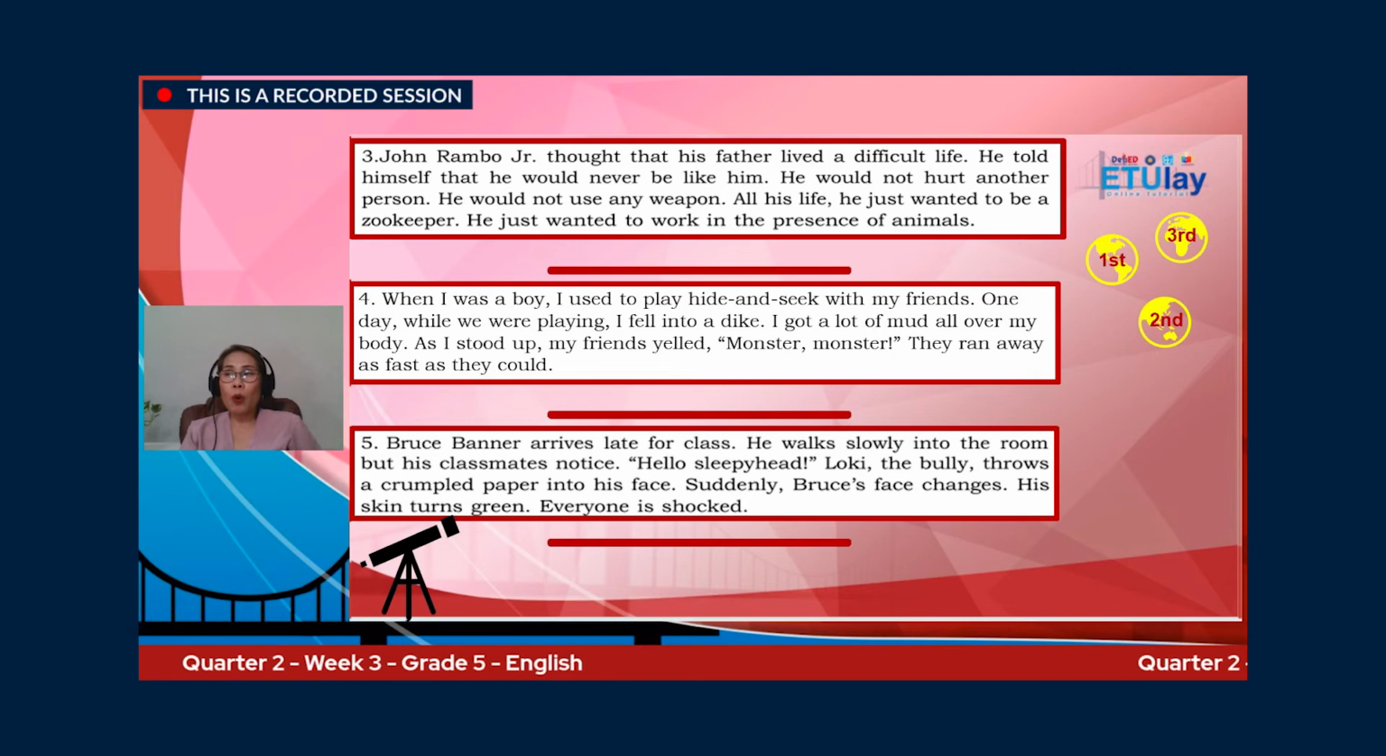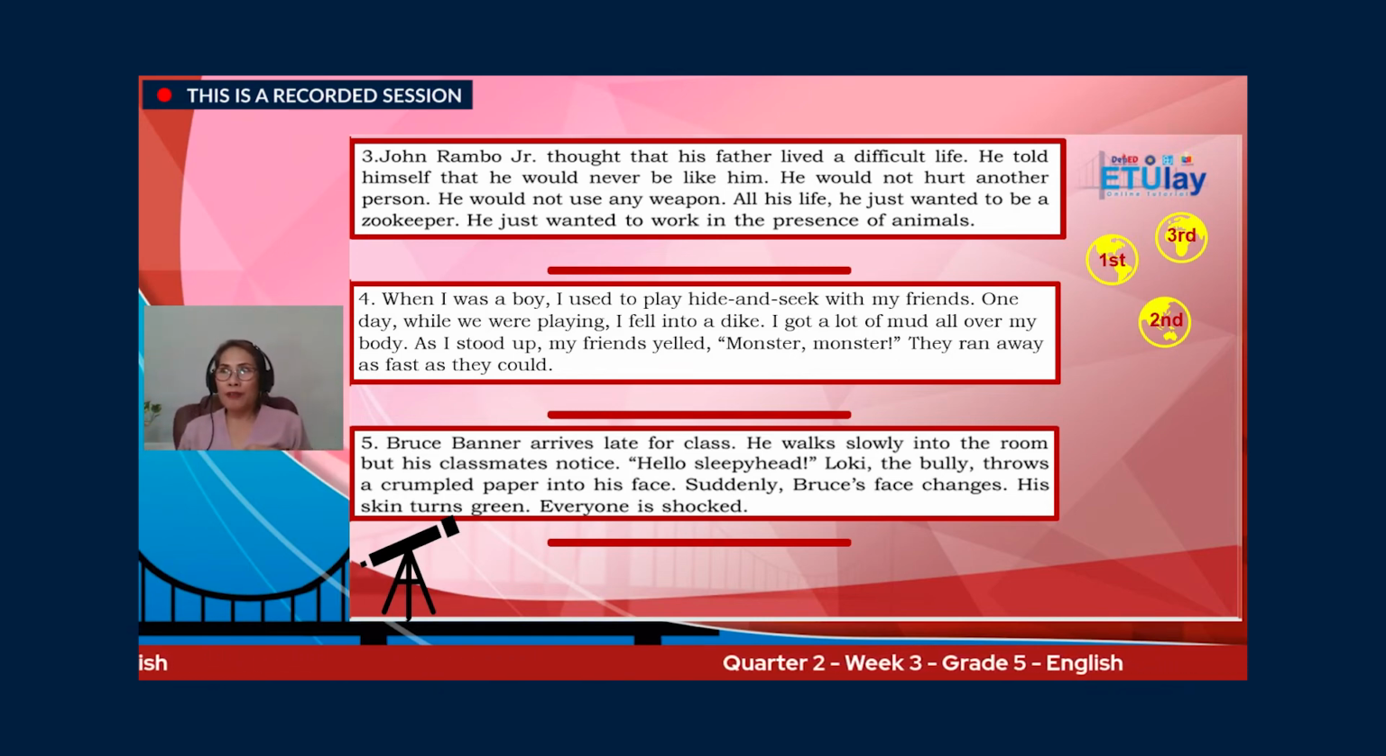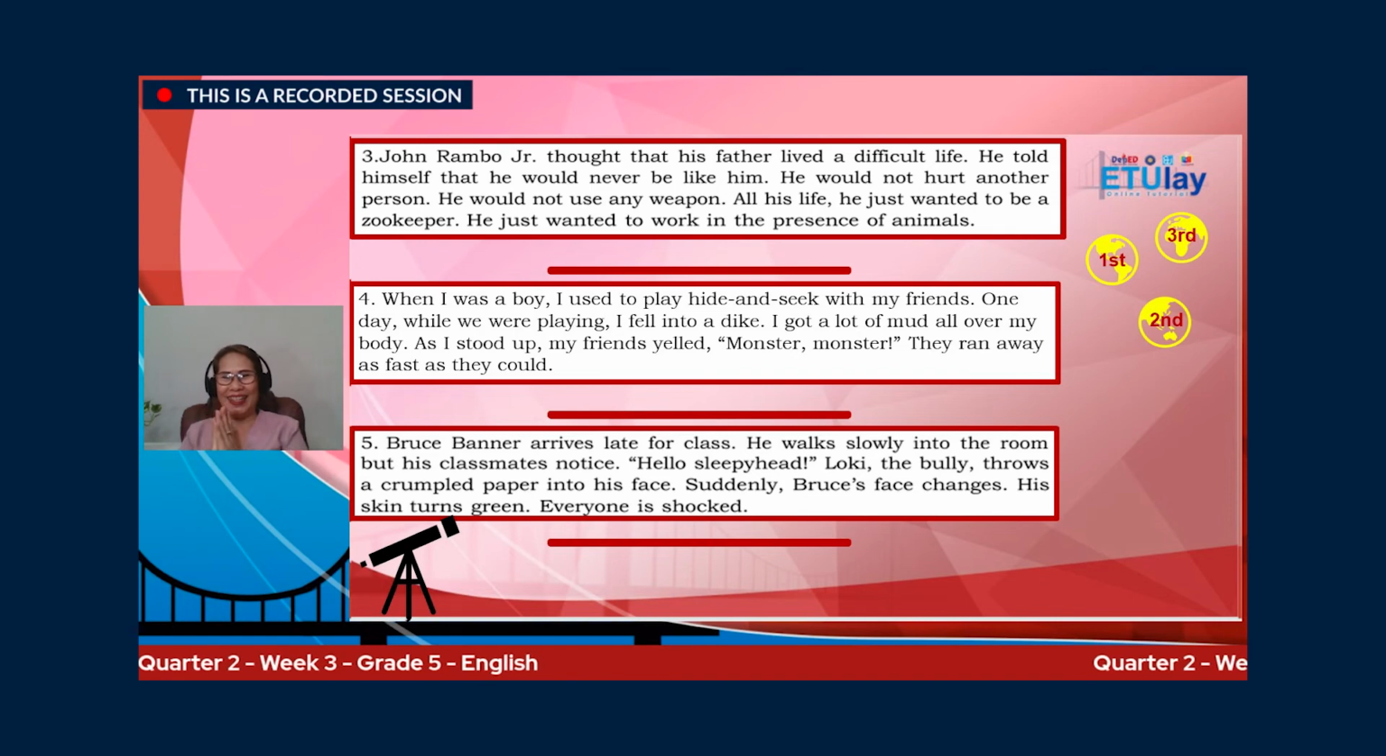When I was a boy, I used to play hide and seek with my friends. While we were playing, I fell into a dike. I got a lot of mud all over my body. As I stood up, my friends yelled, "Monster! Monster!" They ran away as fast as they could. What is that? Just be familiar with the paragraph. Now let's have the fifth paragraph.